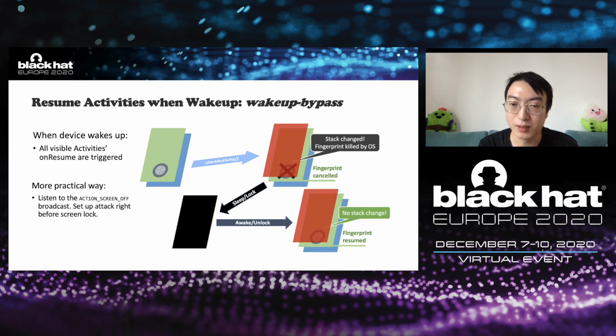What happens when the device is unlocked is that all those visible activities will be resumed, which causes the background fingerprint activity to start doing the fingerprint listening. All of this is done without causing any change to the activity stack, so the mitigation is never triggered here. And a more practical way to launch this attack is that the malicious app can monitor the ACTION_SCREEN_OFF broadcast, which allows it to know before the user tries to lock the screen, and right before that the malicious app can set up the attack.